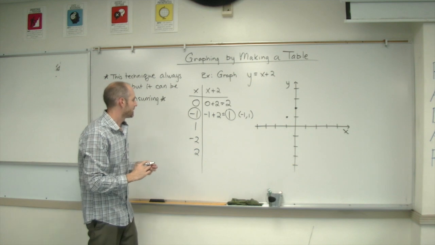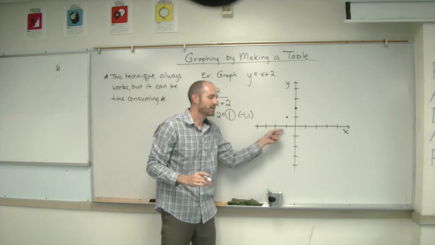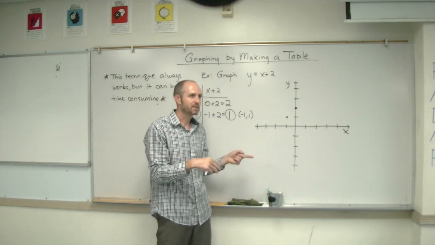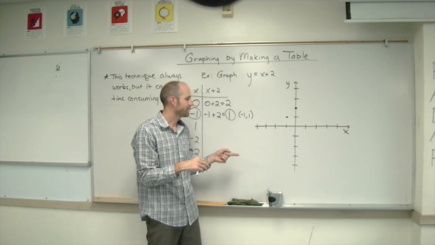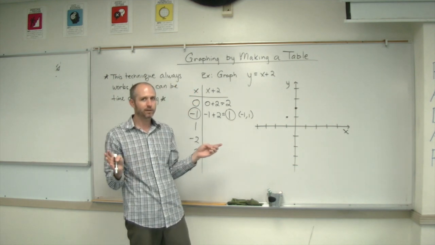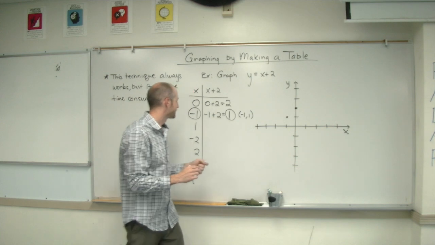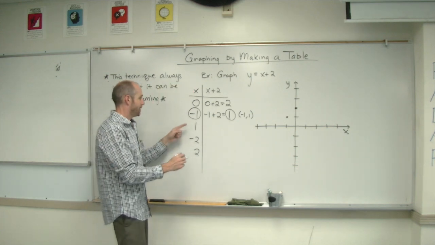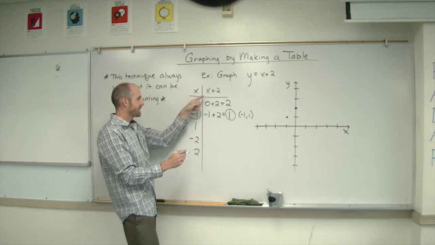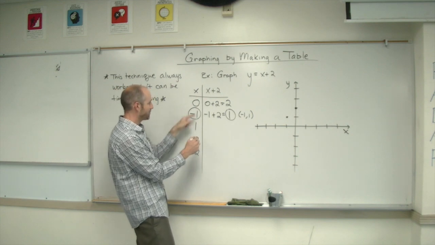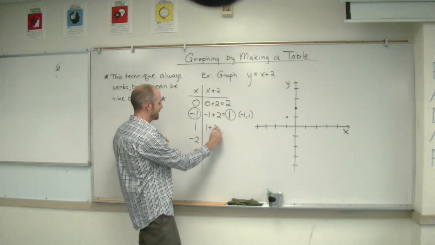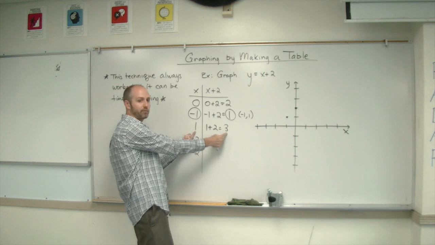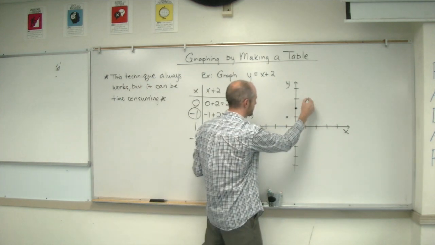If you're having trouble locating points on the coordinate plane, you can go back to a previous video that I think is called something like locating points on the coordinate plane. There's another video about that one. Okay, so if 1 is your input into this function, then we have 1 plus 2, and this is equal to 3. So now we have the point (1, 3).